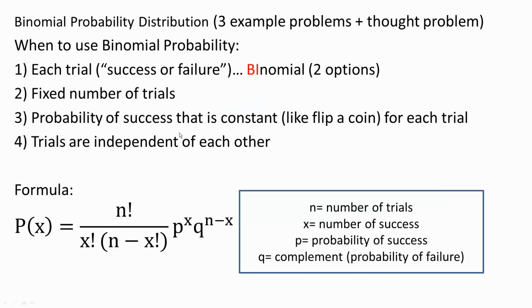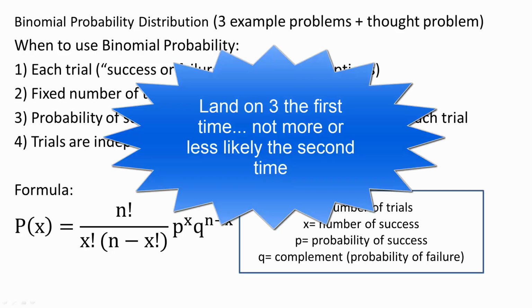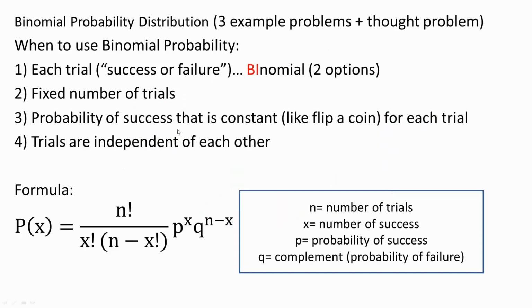If you land on heads the first time, you're not more likely or less likely to land on heads the second time. Trials are independent of each other. If you land on heads the first time, the second time you flip your coin, you're not more likely or less likely to land on heads or tails. So this right here is a binomial probability problem.